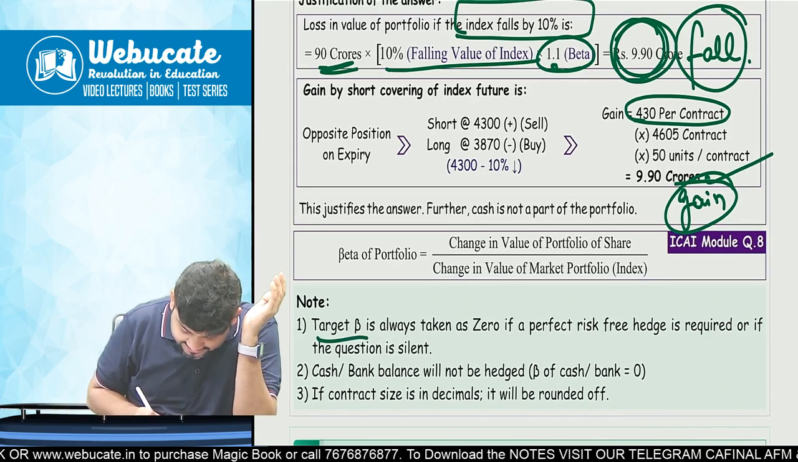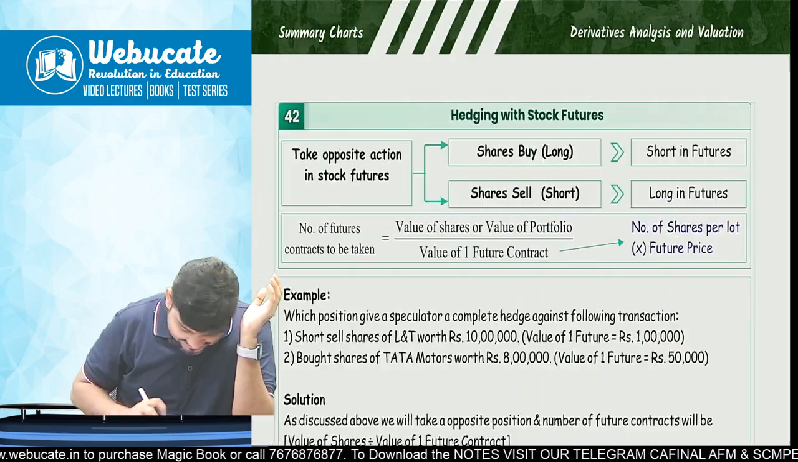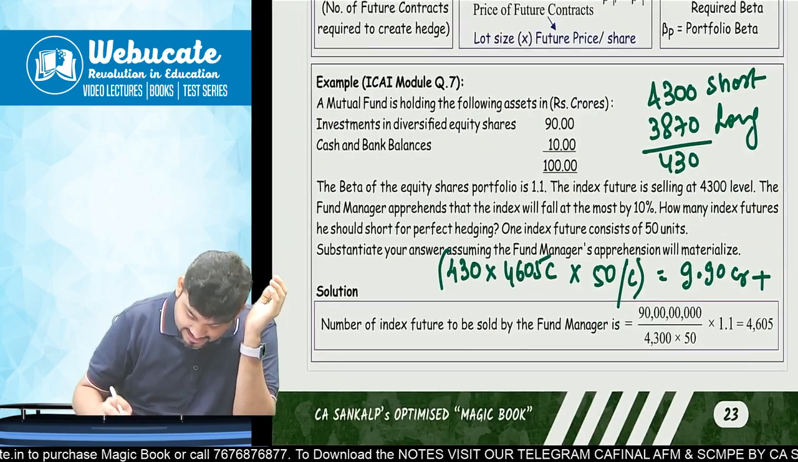Target beta is always taken as zero if a perfect risk-free hedge is required. See, what I have done is, I have given you the formula here.